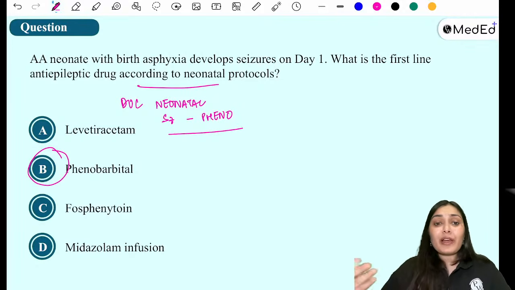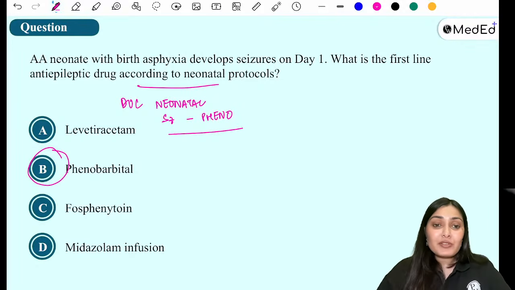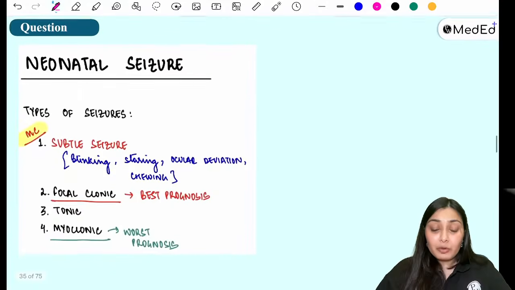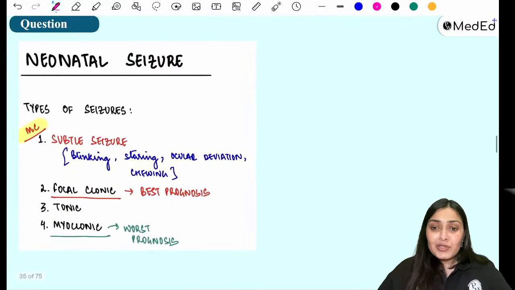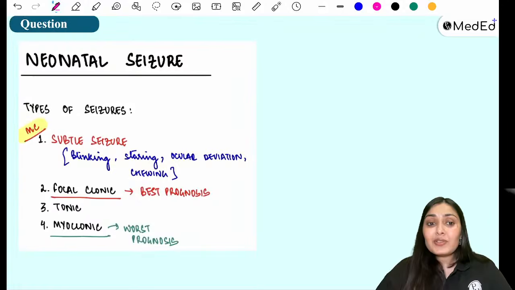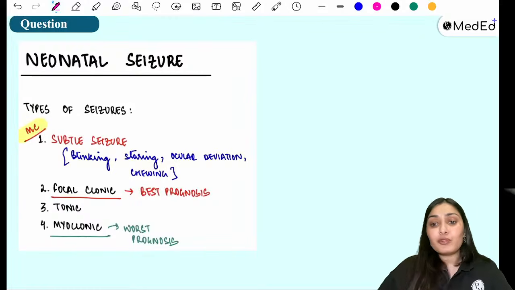So let us just revise something about the neonatal seizures. We know that neonatal seizures can be of different types. They can be subtle seizure. The name itself says subtle, very subtle things that indicate the seizures. The child could be blinking, continuously staring. There could be ocular deviation, some chewing movements. We can have focal clonic seizures, tonic seizures, myoclonic seizures. Remember, the most common type of seizure in neonatal age group is nothing but subtle seizures. Focal clonic have the best prognosis and myoclonic have the worst prognosis.